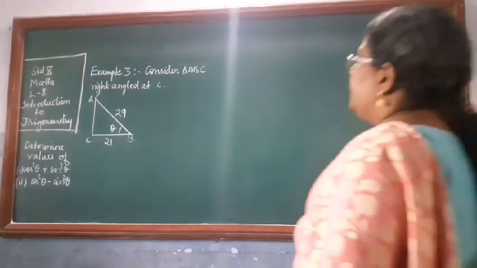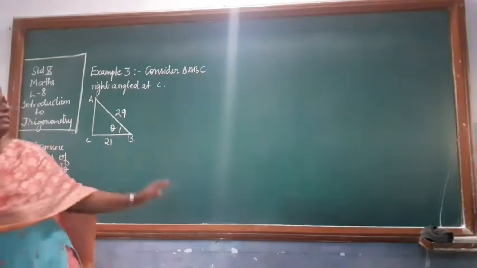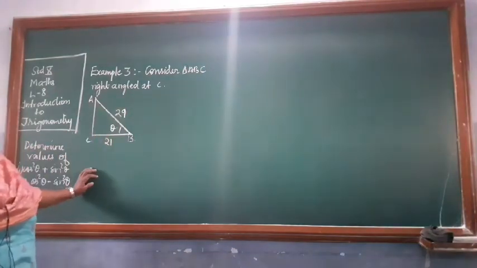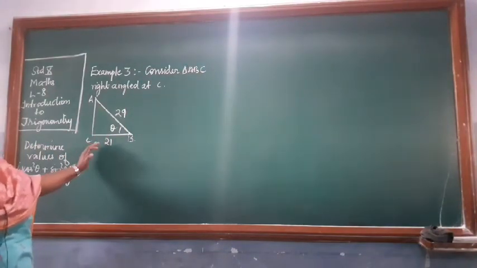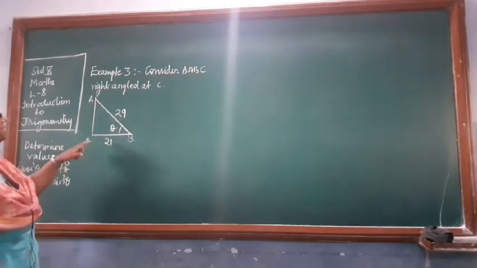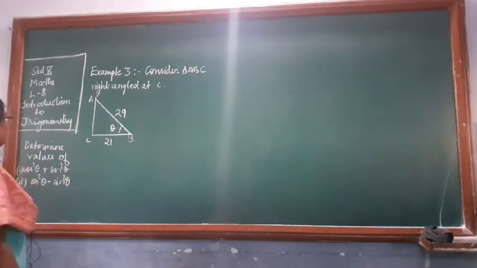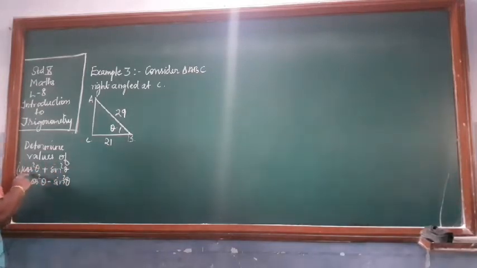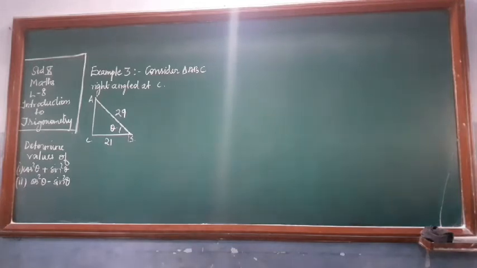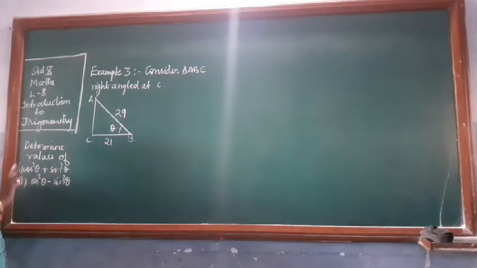Now look at example number 3. Consider triangle ABC which is right angled at C. This is how the figure would be, ABC, and angle B is theta. You have to determine the values of cos square theta plus sin square theta and cos square theta minus sin square theta. So basically you have to find what is cos theta, what is sin theta.